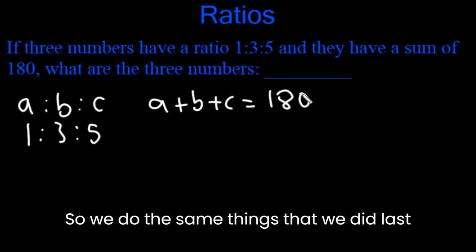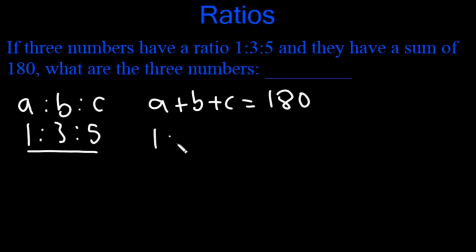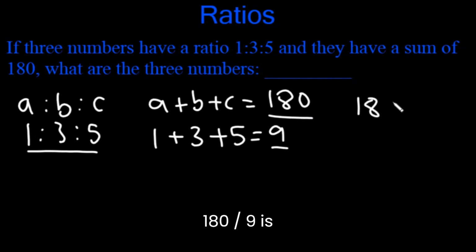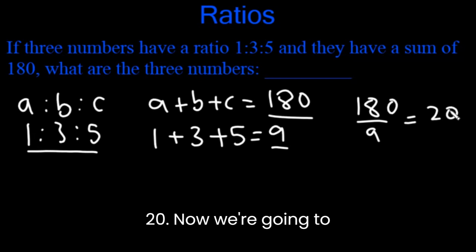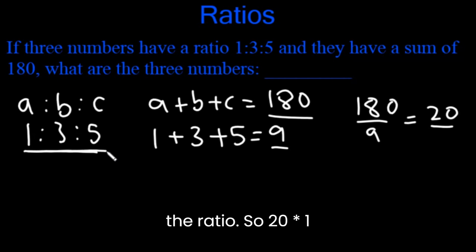So we do the same things that we did last time. We're going to add all of these together. 1 plus 3 plus 5 is 9. Now we're going to divide 180 by 9. 180 divided by 9 is 20. Now we're going to multiply 20 with each of the numbers in the ratio.